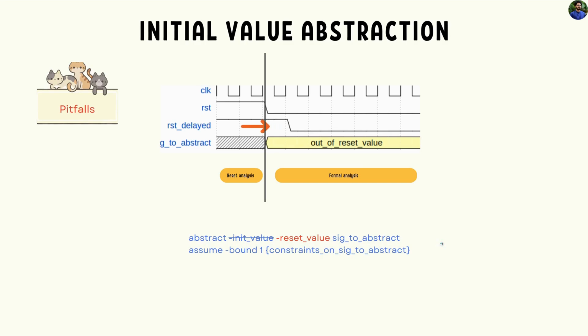I hope you really enjoyed learning initial value abstractions. Try it out if you're dealing with cases where you're waiting for some kind of initialization in your failure traces. Let me know how it goes. I hope your checks reach higher bounds and you find some really interesting corner case bugs.